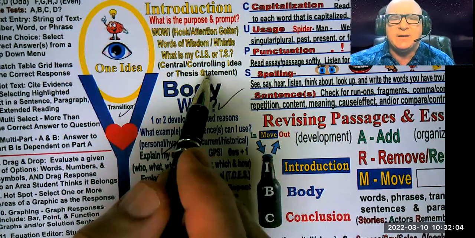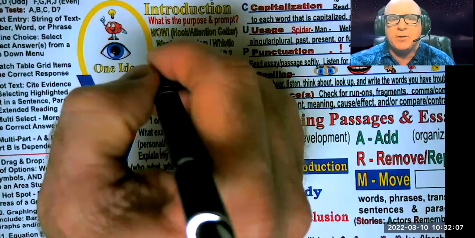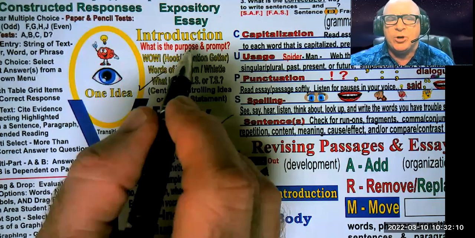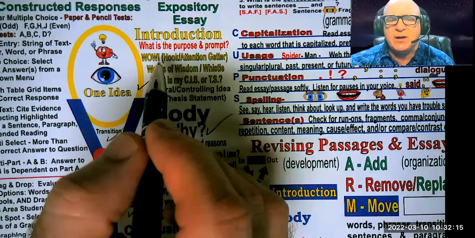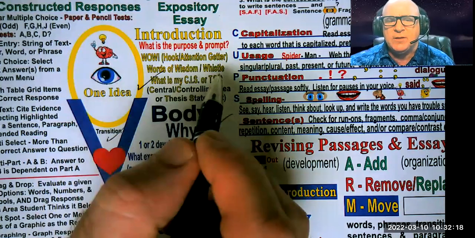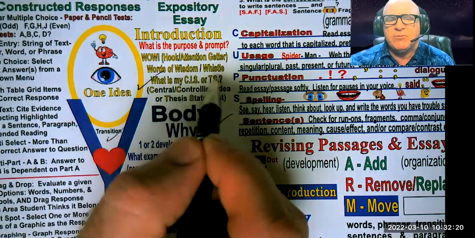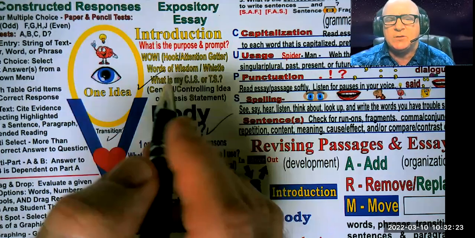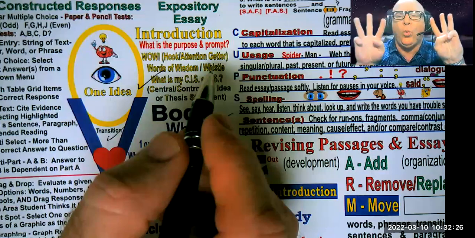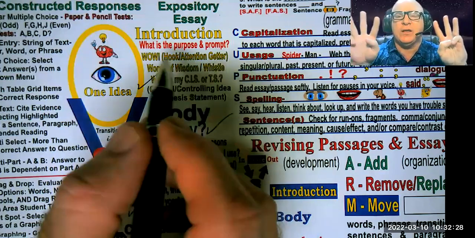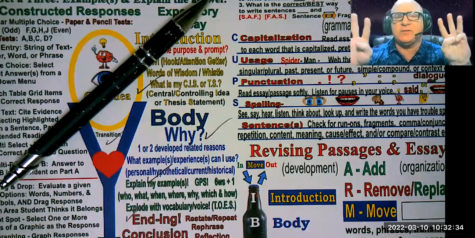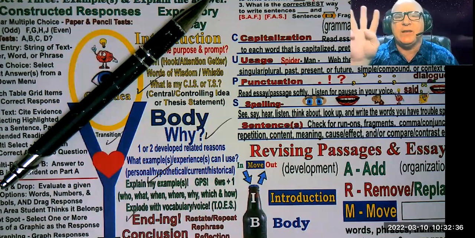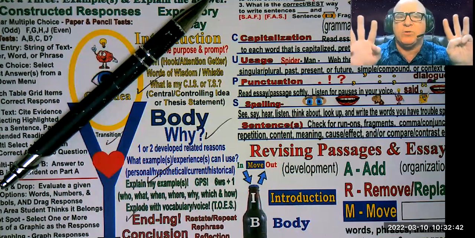So your red light is the purpose, expository, and the prompt. Your yellow light is whatever your wow, your hook, your words of wisdom, your whistle, your attention getter. I use a train to make a plan for elementary kids. How can I get the reader's attention by blowing that train whistle? Wow. What other words can I use to start? What other way could I write my thesis sentence so that I'm not starting with all the same words as everybody else? Because some kids only use the exact words of the prompt.